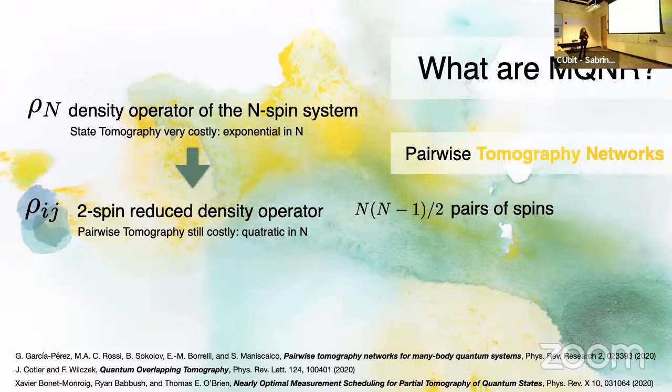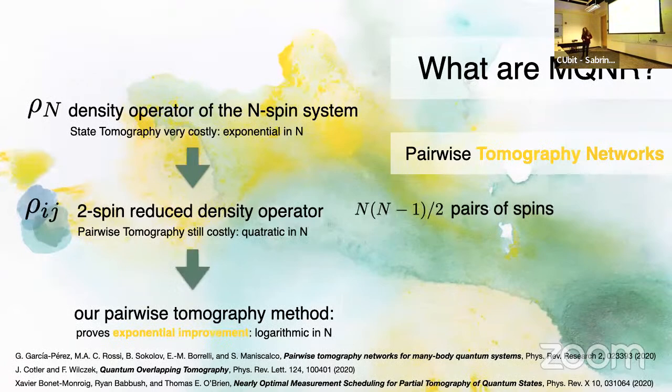Now, what we have been discovering and publishing here, together with a publication by a group of Frank Pollmann and, I think, a Google group, Ryan Babbush, and so on, is a way of doing pairwise tomography of networks in an efficient way. I will not describe the details of how we do it, but we discovered how to do it with a cost that grows only logarithmically. Okay, so it is an exponential improvement.